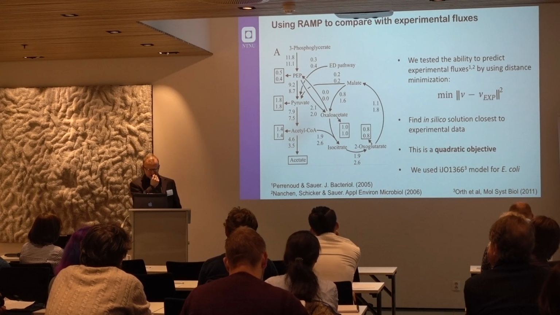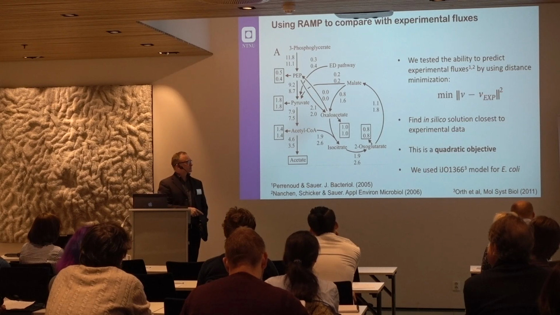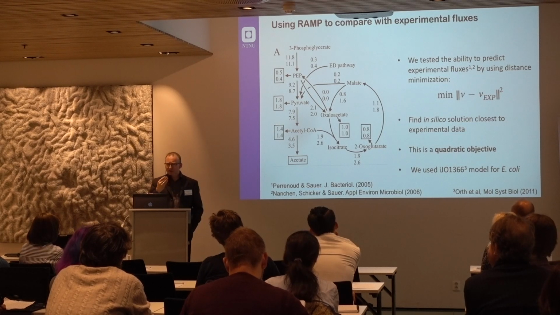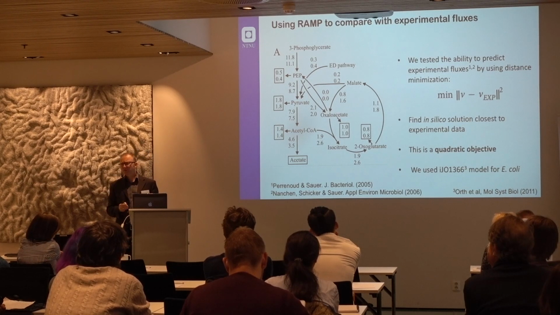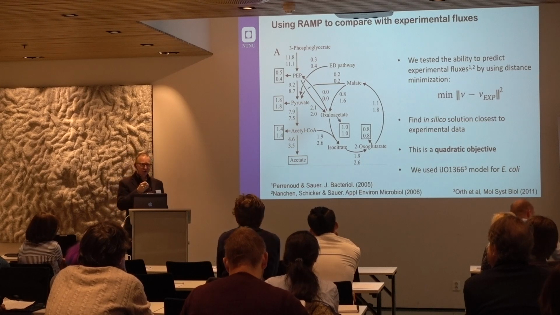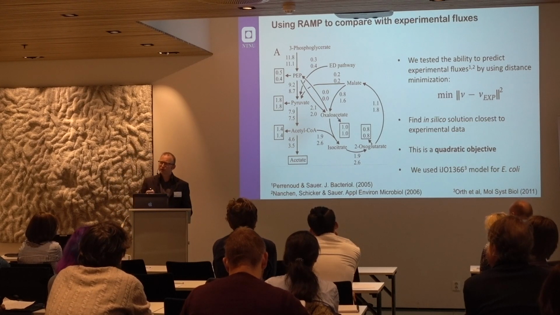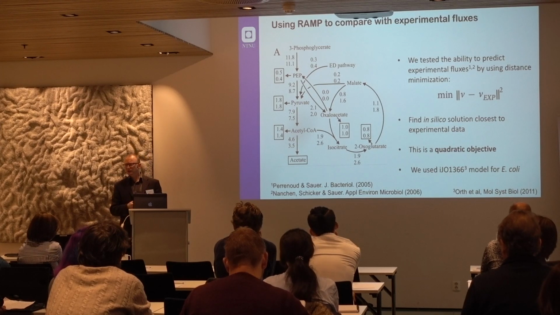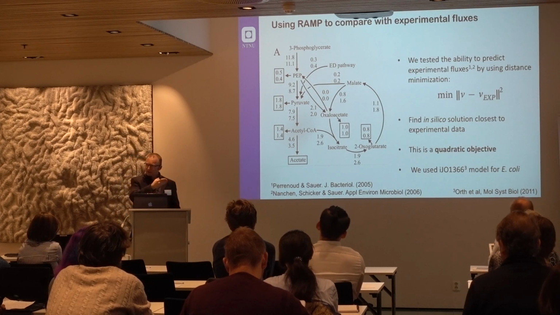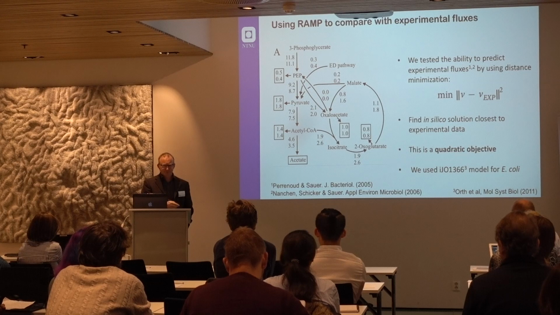Now this is a quadratic objective function, because it's a distance minimization, and this is just to show that this RAMP method works for really any type of objective function. If you can solve it, that's a question of how good your numerical solver is. For some of the problems and challenges we threw at RAMP, we discovered that the solvers aren't strong enough numerically. But theoretically, you can formulate this for any type of situation.